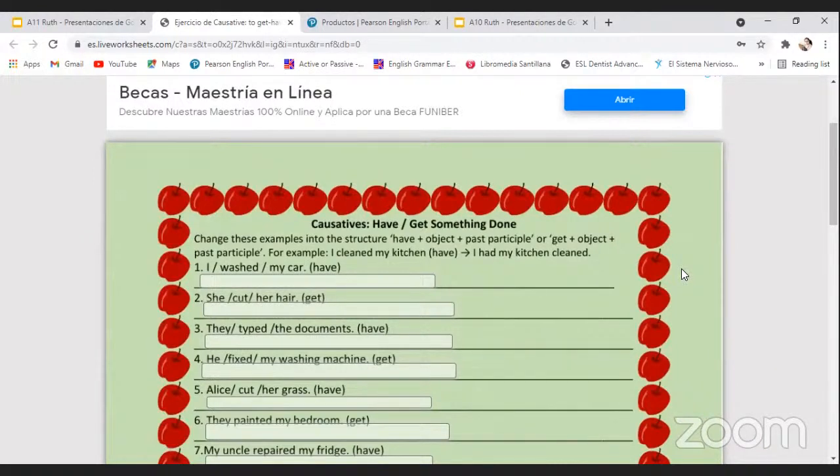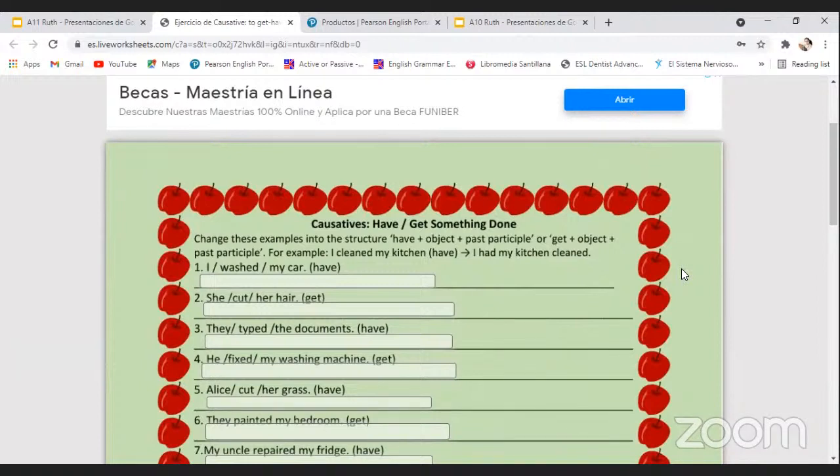Okay, and for example, in the sixth, they painted my room. The answer would be I got my bedroom painted by them. Yes, you have to use an object pronoun, not they, as a subject.